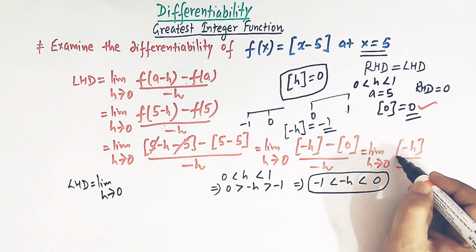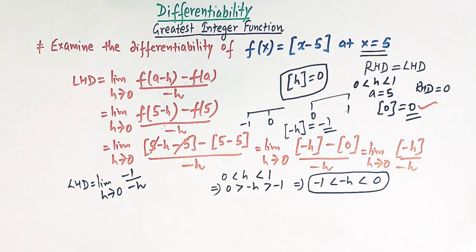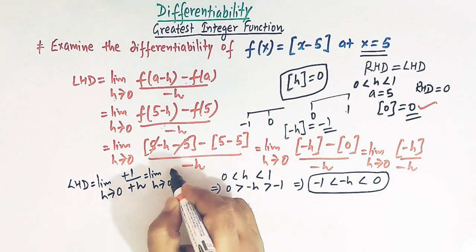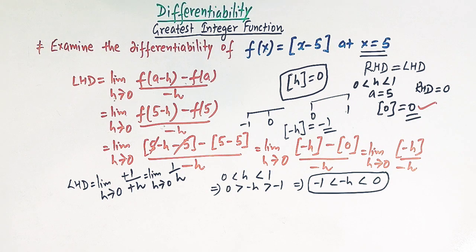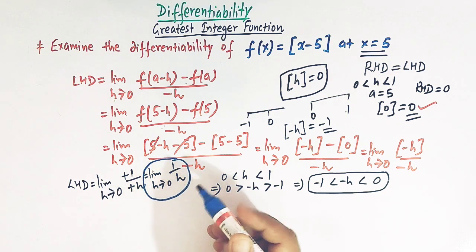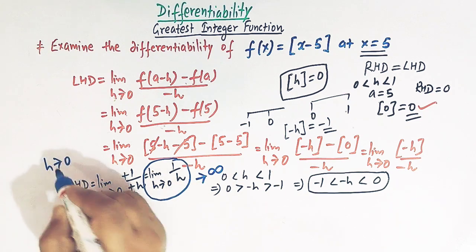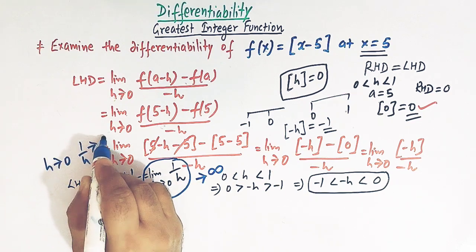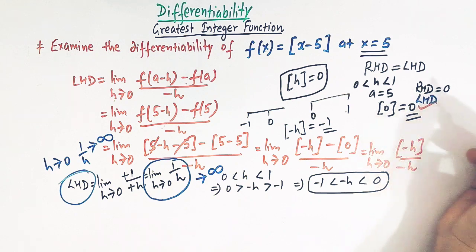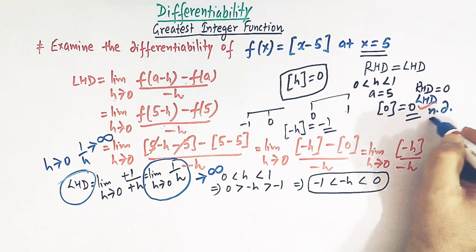So this limit, that is the left hand derivative, is limit h tends to 0, and for greatest integer of minus h we have minus 1, and in the denominator we have minus h. So minus and minus get cancelled, and we are left with limit h tends to 0 of 1 over h. Now viewers, we can see that this limit obviously tends to infinity, because when h tends to 0, 1 over h tends to infinity. So the left hand derivative does not exist. It is not defined here.